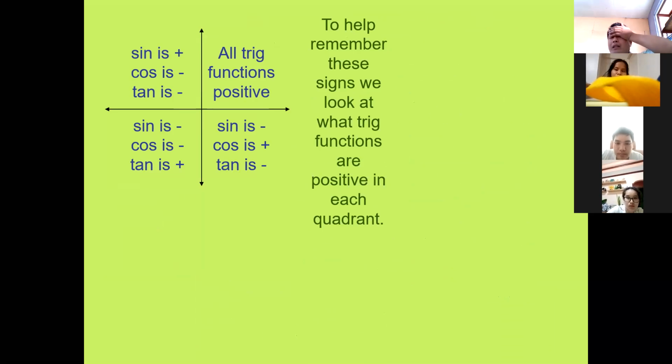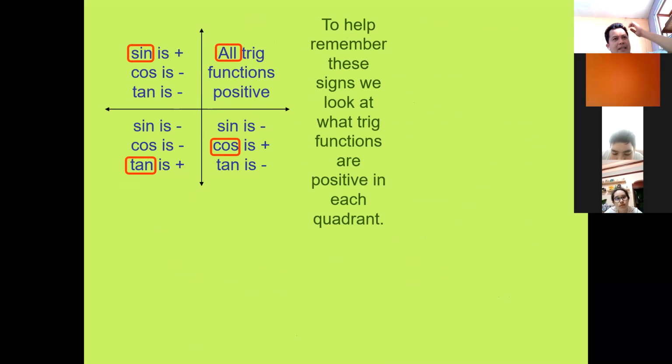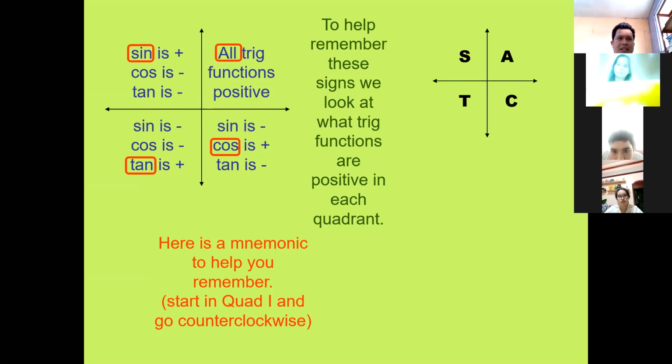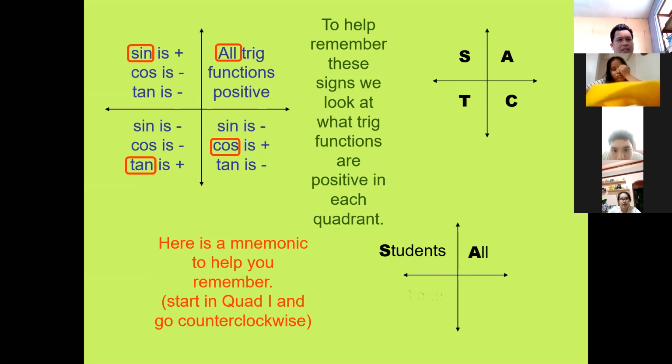To simplify, you can use the word ACTS. All positive, cosine, tangent, sine, in the clockwise direction. You can just remember the word ACTS for whichever is positive: all, cosine, tangent, sine. Or you can have it as ASTC, with a mnemonic: All Students Take Calculus. Or you can just simply use the word ACTS.